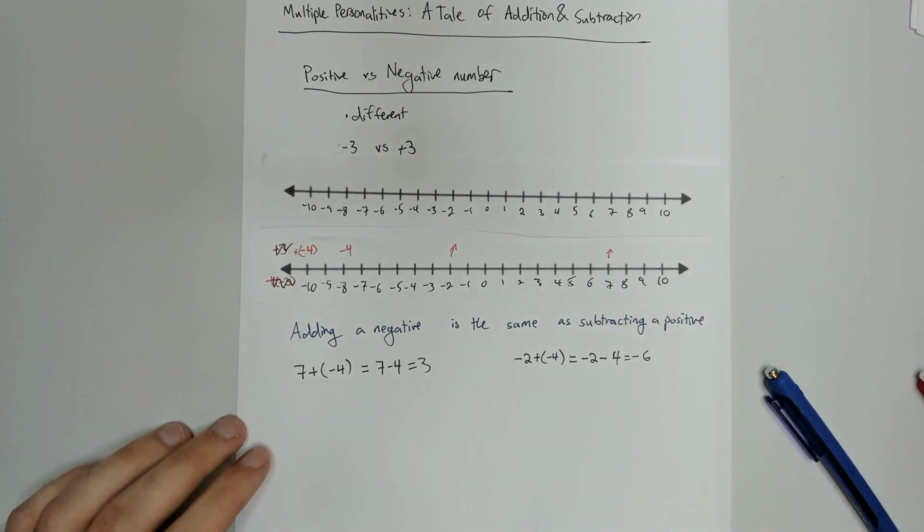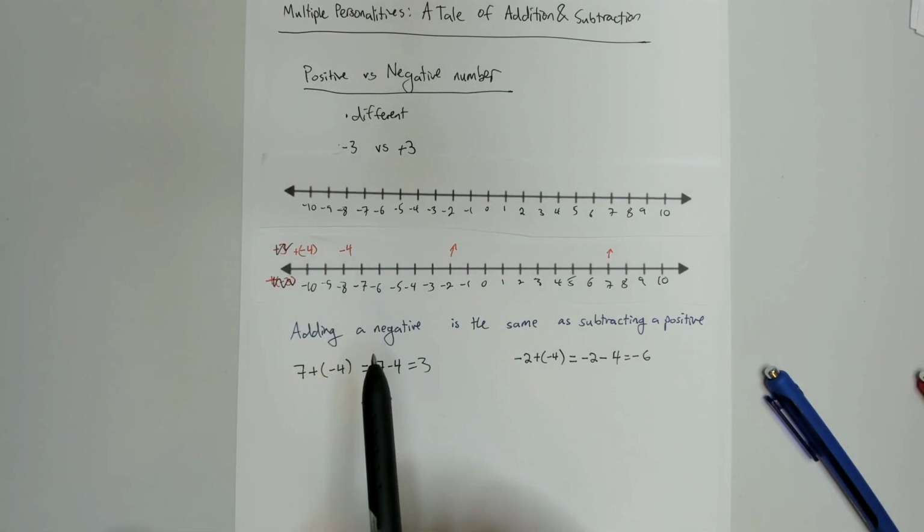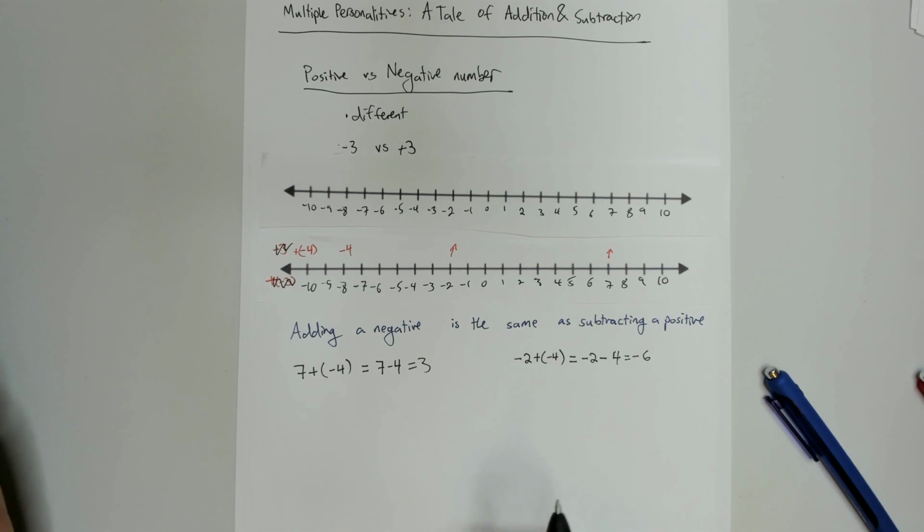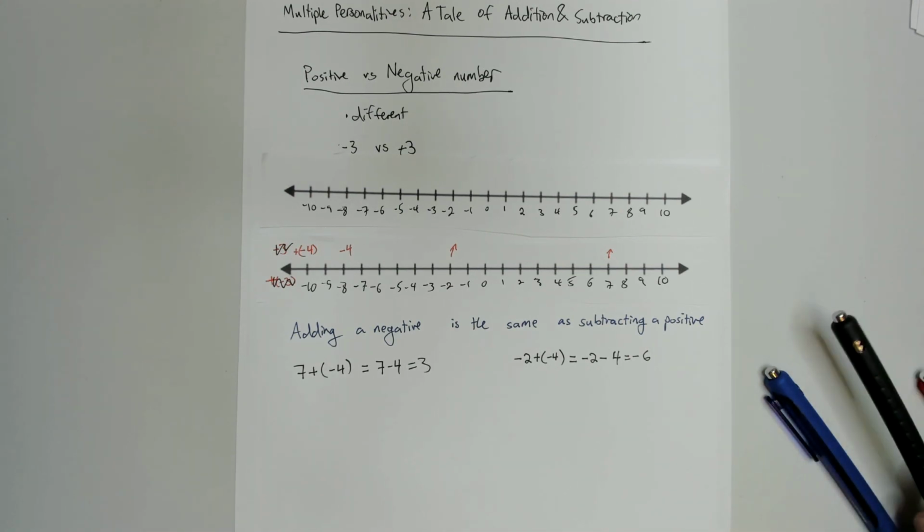So you may be wondering, okay, so we've just done this for adding a negative. What about subtracting a negative? Because we only subtracted positives in the last video, right? We did something like 3 minus 2 or 5 minus 4, but never something like 5 minus negative 4 or anything like that. So let's consider that.